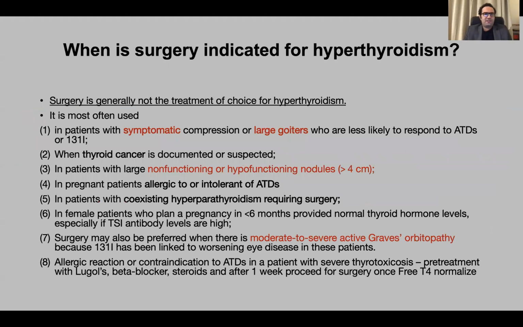Now, we are done with the drugs and with the RAI therapy. Now, let's move to the surgery. When is surgery indicated for hyperthyroidism? Surgery is generally not the treatment of choice for hyperthyroidism. Now, it is most often used in someone who is symptomatic due to compression effects of large goiter, and we know ki is patient ne bahut severe symptoms ho aur goiter bhi bahut bada ho, toh anti-thyroid drugs may just render the patient euthyroid, magar woh remission mein nahi ja sakenge.